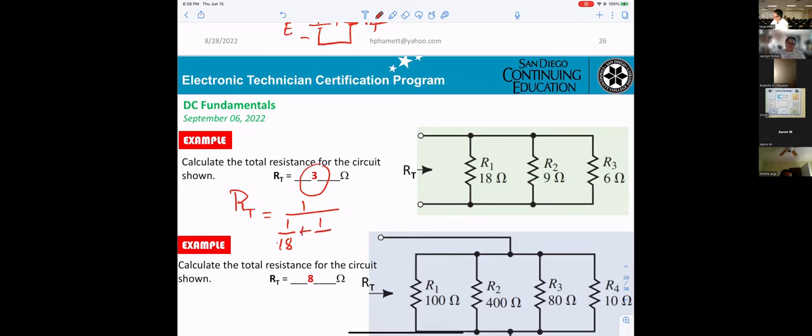1 over 9 plus 1 over 6. You try and tell me, do you get 3 ohm? At least someone has to do it. So you know how to use the formula.